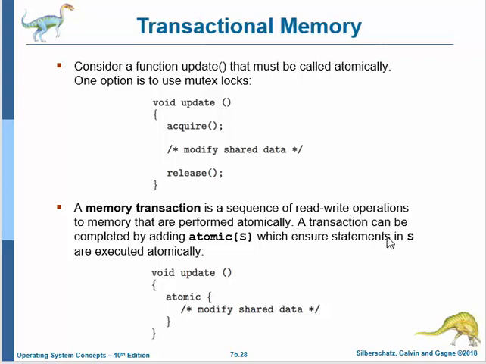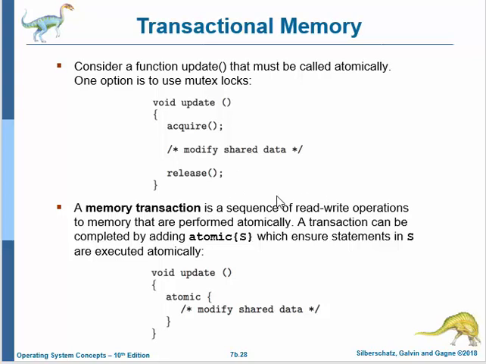So otherwise, the operations must be aborted and rolled back. The benefits of transactional memory can be obtained through features added to programming language. For example, suppose we have a function update, which modifies the shared data. So we acquire using the acquire function, and then it modifies the shared data.